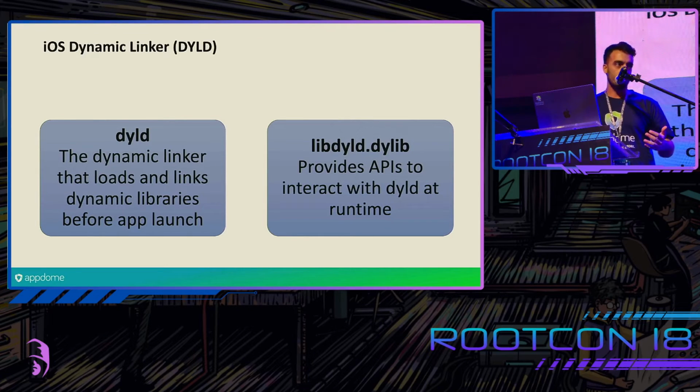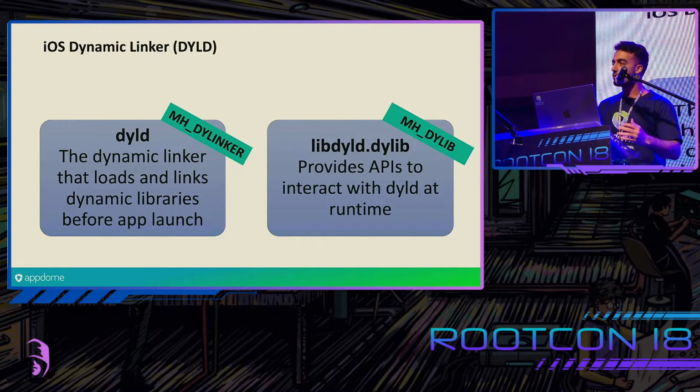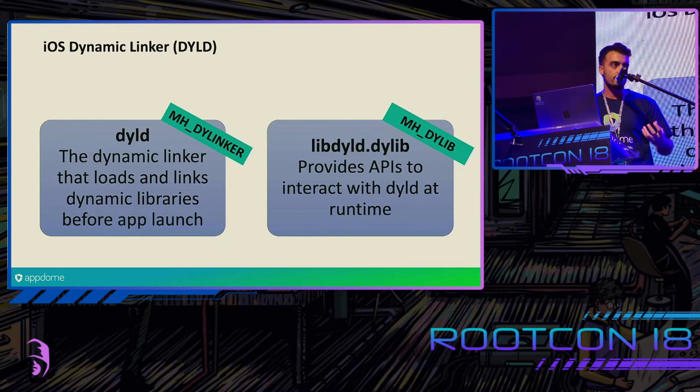Two of the important components of dyld are dyld and libdyld. Dyld is the dynamic linker that loads and links dynamic libraries before the app is started, and libdyld is a dynamic library which provides APIs to interact with dyld at runtime. Those APIs are very useful and important, and give us, as researchers and developers, the ability not only to interact with dynamic libraries at runtime, but also to do some other cool stuff that we will see.